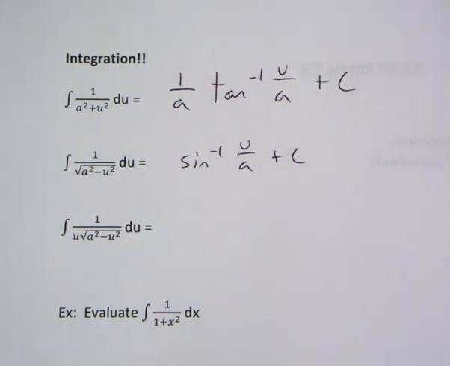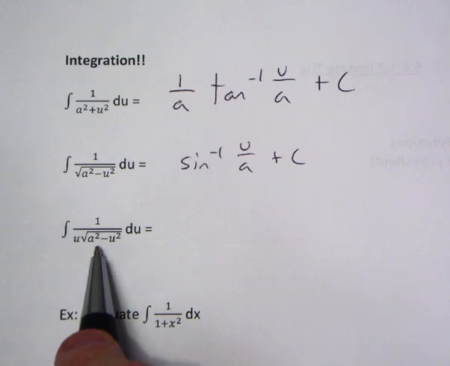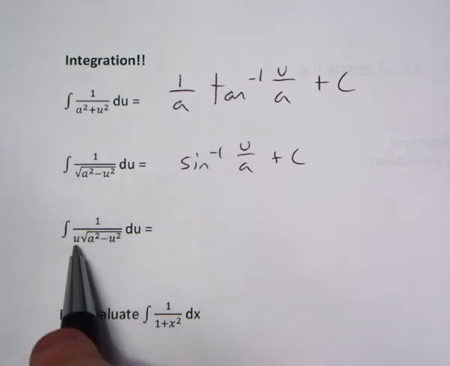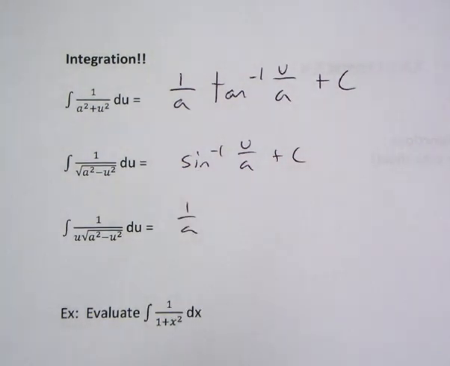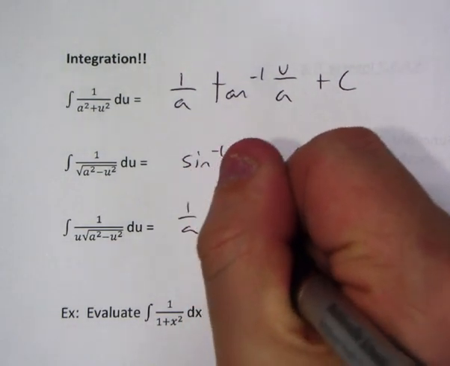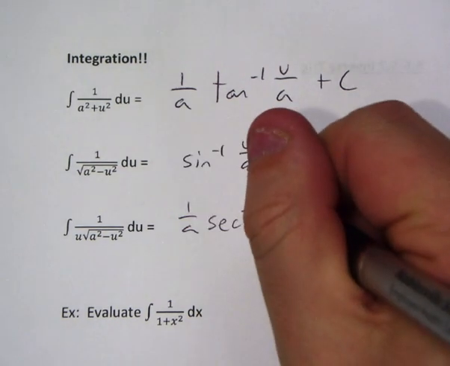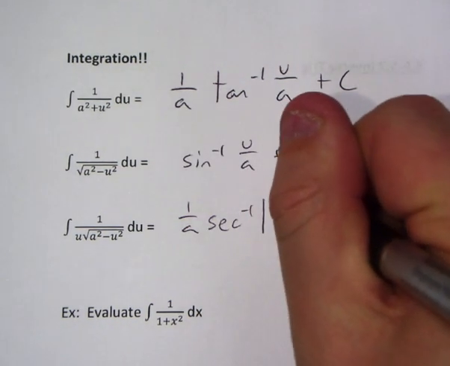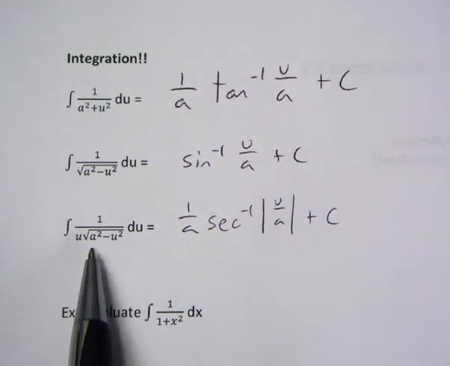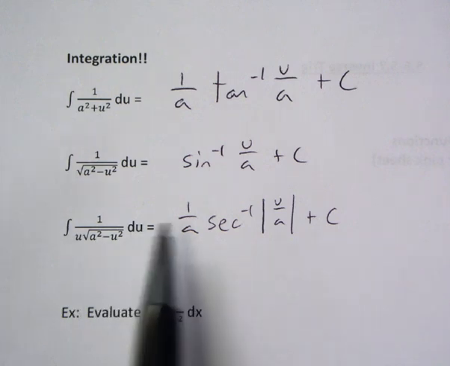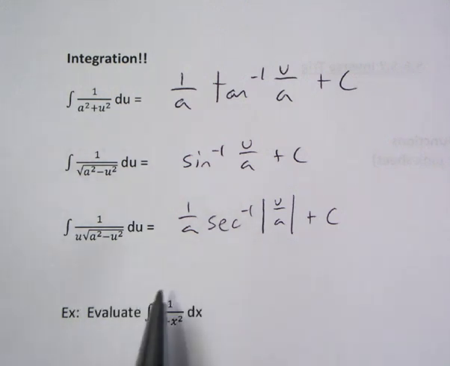The last one, I'd be willing to bet you'll never see, but here it is. 1 over, and then u times square root of a squared minus u squared is 1 over a secant inverse of the absolute value of u over a plus c. So not only is it the messiest looking inside the integral, it also has this absolute value here. It's secant, probably the worst one, but I've never seen that show up. So again, it's up to you.